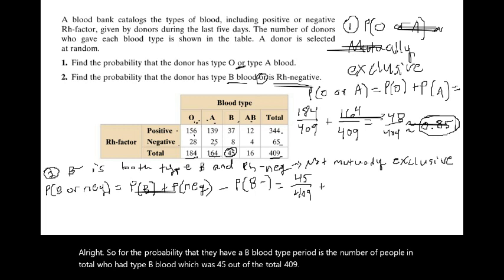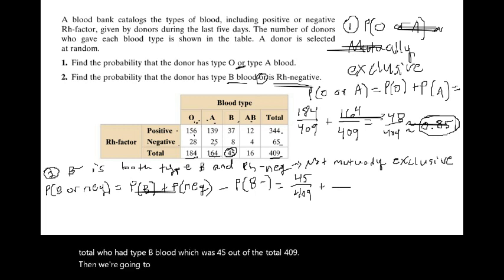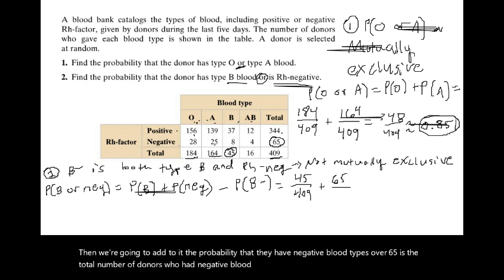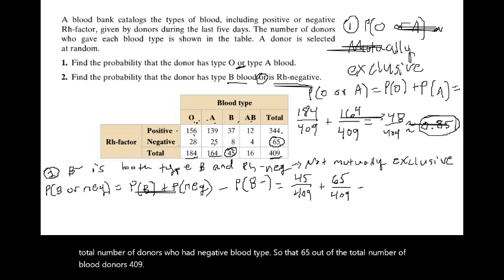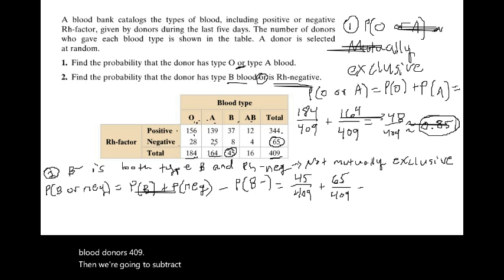Then we're going to add to it the probability that they have negative blood type. So remember, the 65 is the total number of donors who had negative blood type, so that's 65 out of the total number of blood donors, 409. Then we're going to subtract the probability that they specifically have B negative blood.